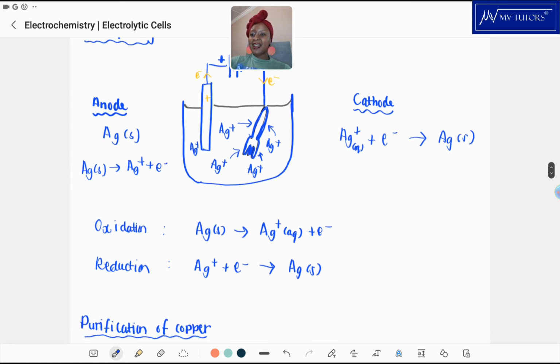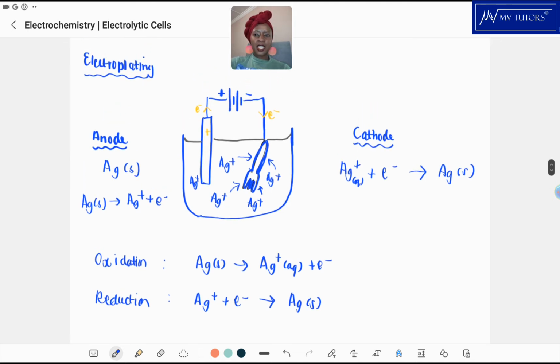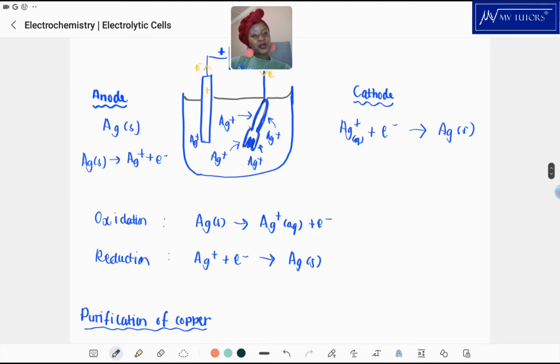I think that's pretty much it that I wanted to cover. So we'll go to the next one, which is the purification of copper.